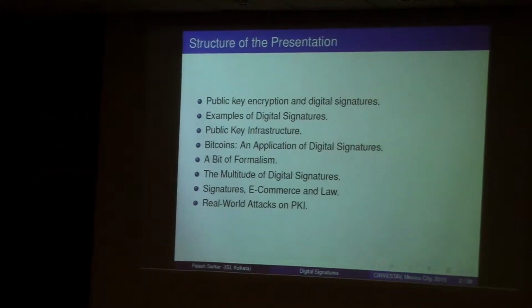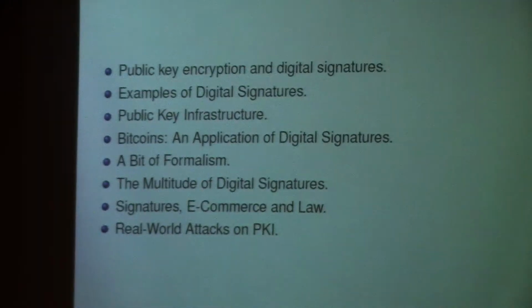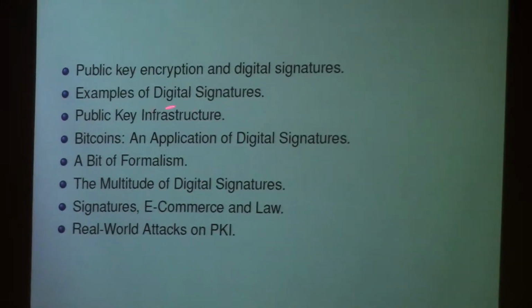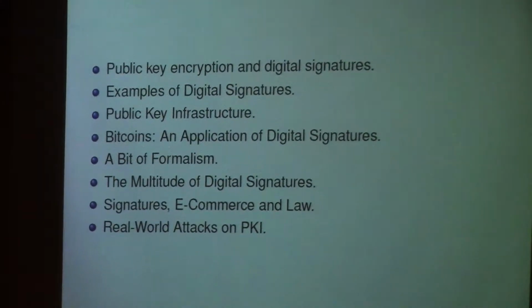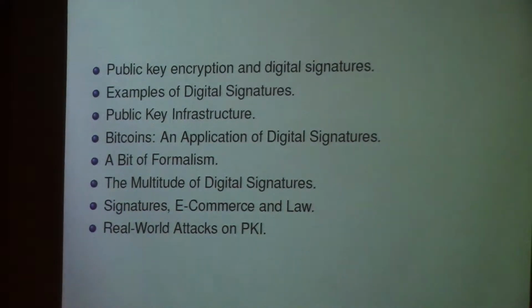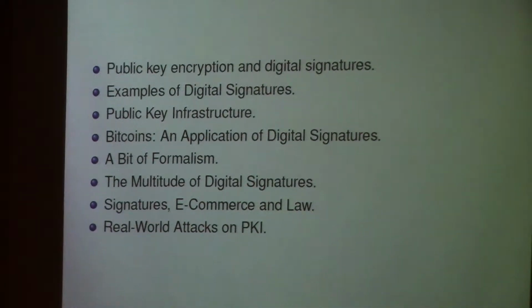Okay. So I want to talk about several things. Of course, we'll start with public key encryption and digital signatures, some brief background on that. I'll give you two examples of digital signatures, kind of basic examples: the RSA-based digital signatures and the elliptic curve digital signature algorithms. These are the two most popularly used signature algorithms right now. We'll talk about how digital signatures actually work in the internet, which will bring up this idea of public key infrastructure.